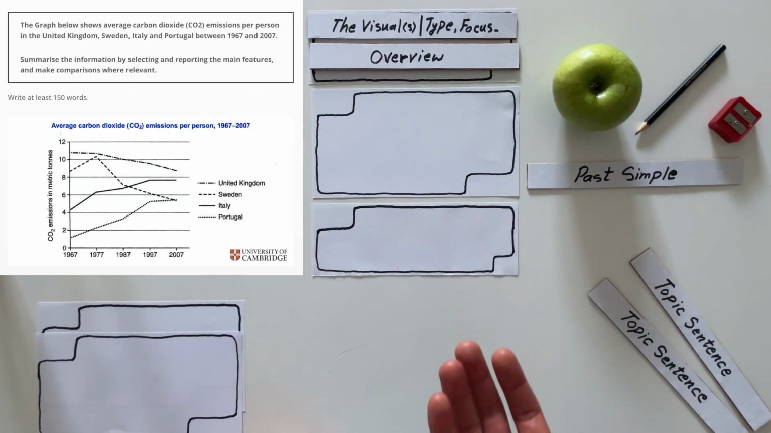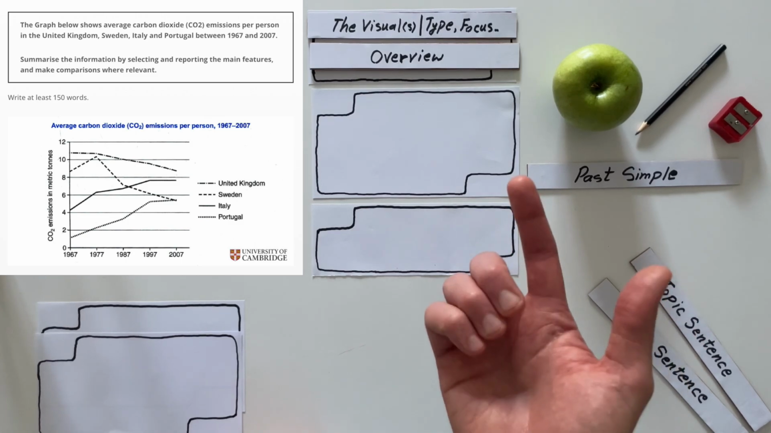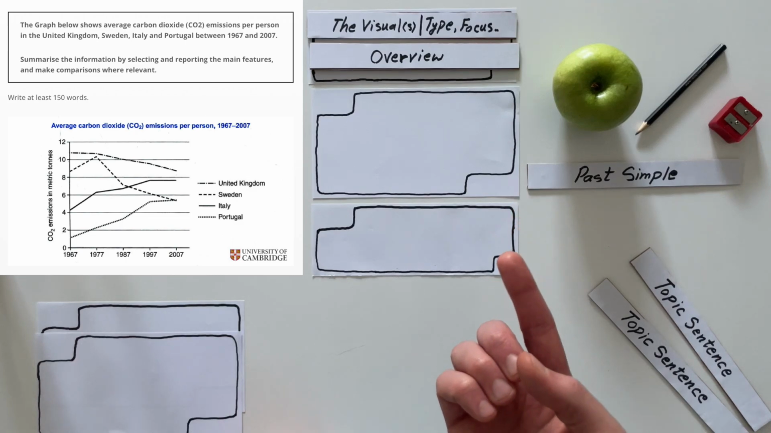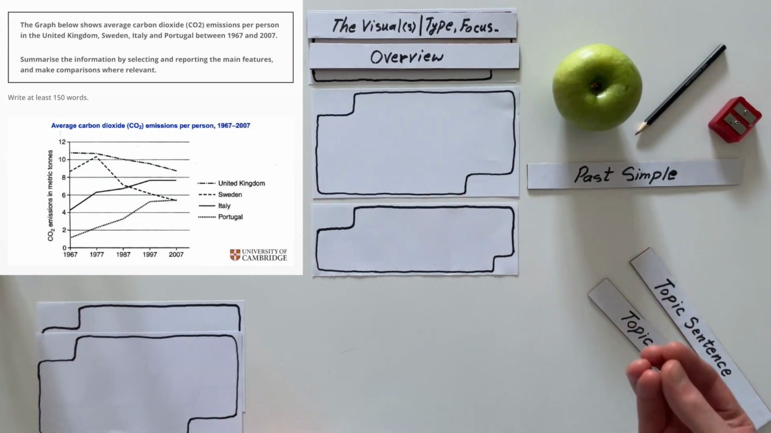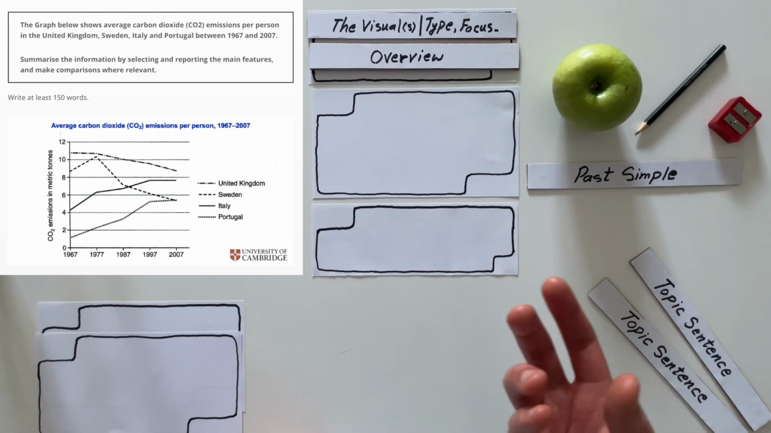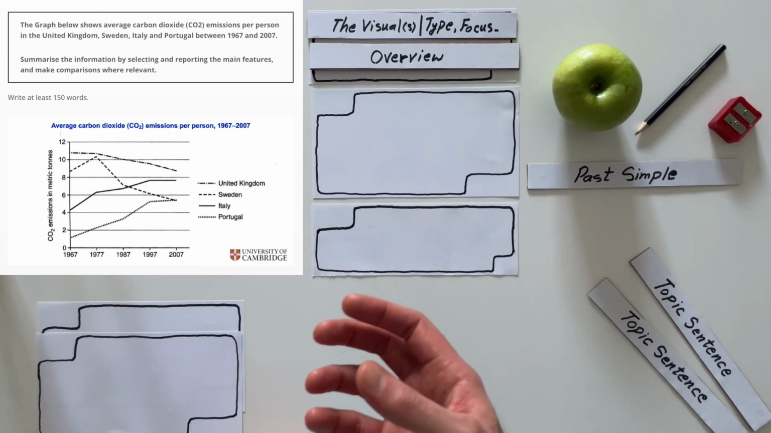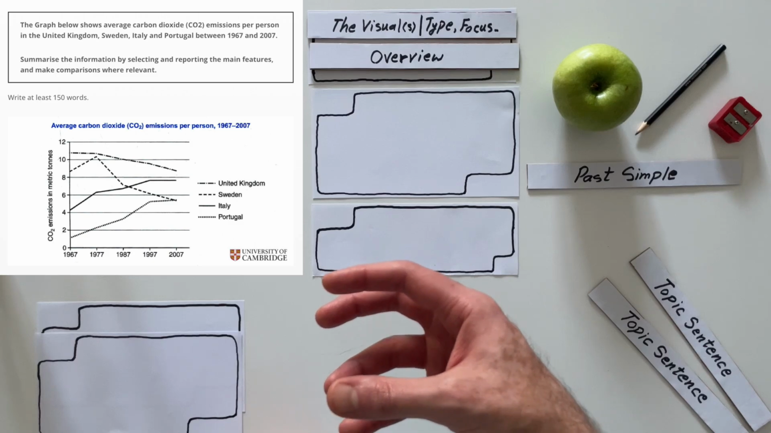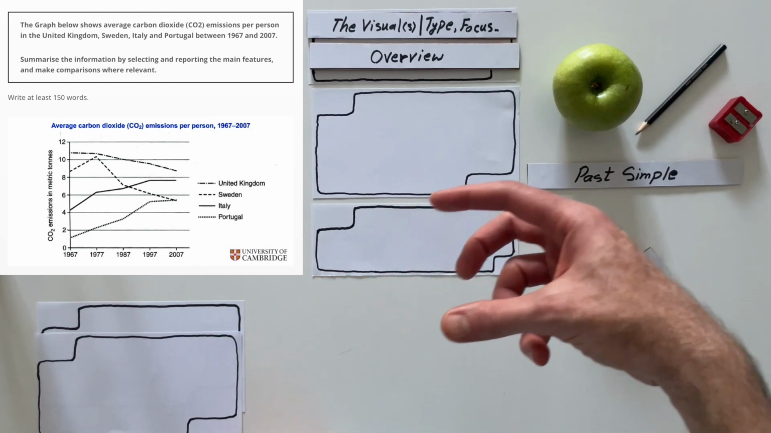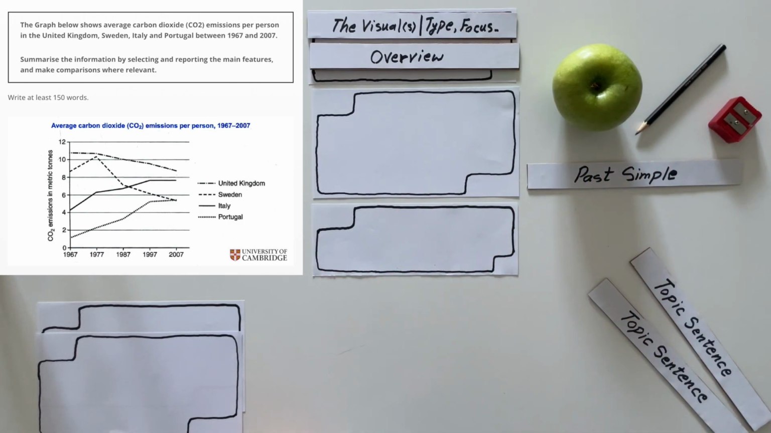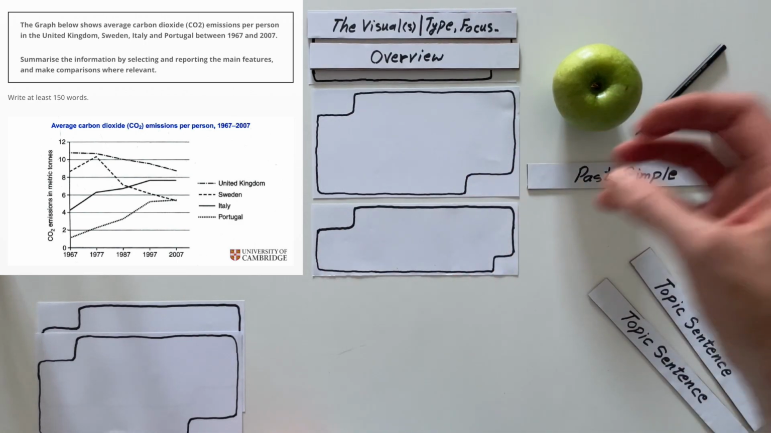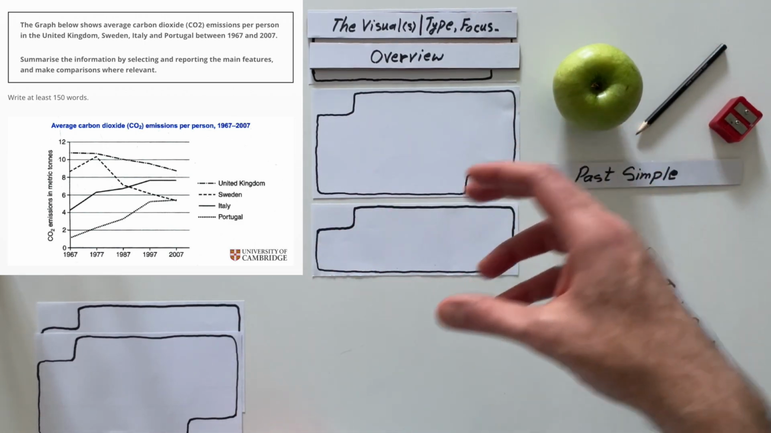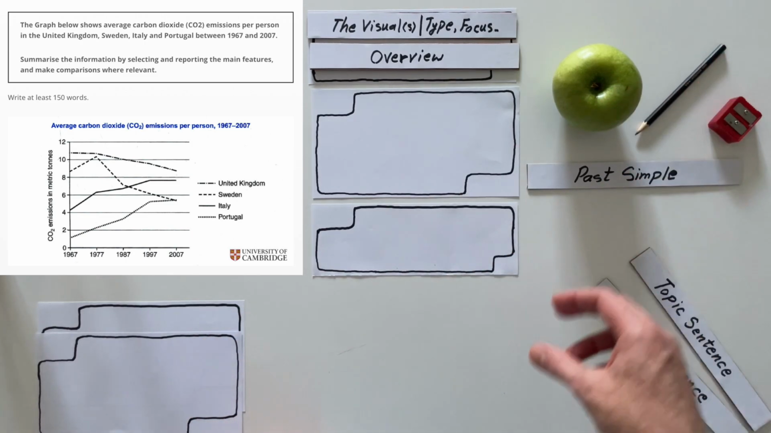I also notice that United Kingdom and Sweden experienced a generally downward trend versus Italy and Portugal, who experienced a relatively upward trend, with different variations, of course, but generally speaking, the trend for these 2 countries was upward.